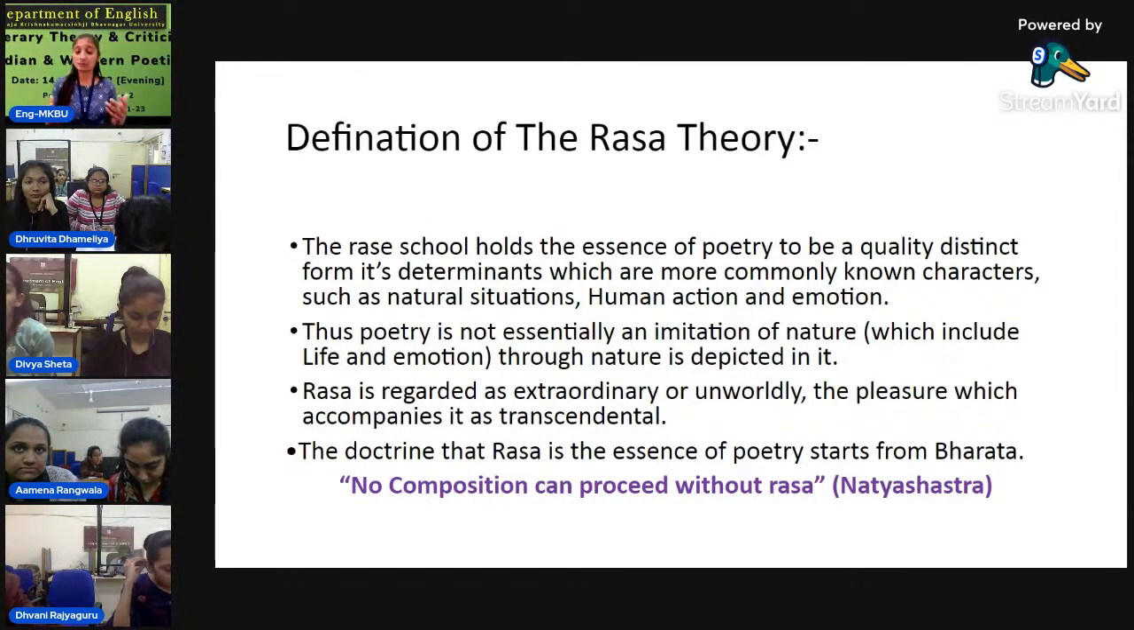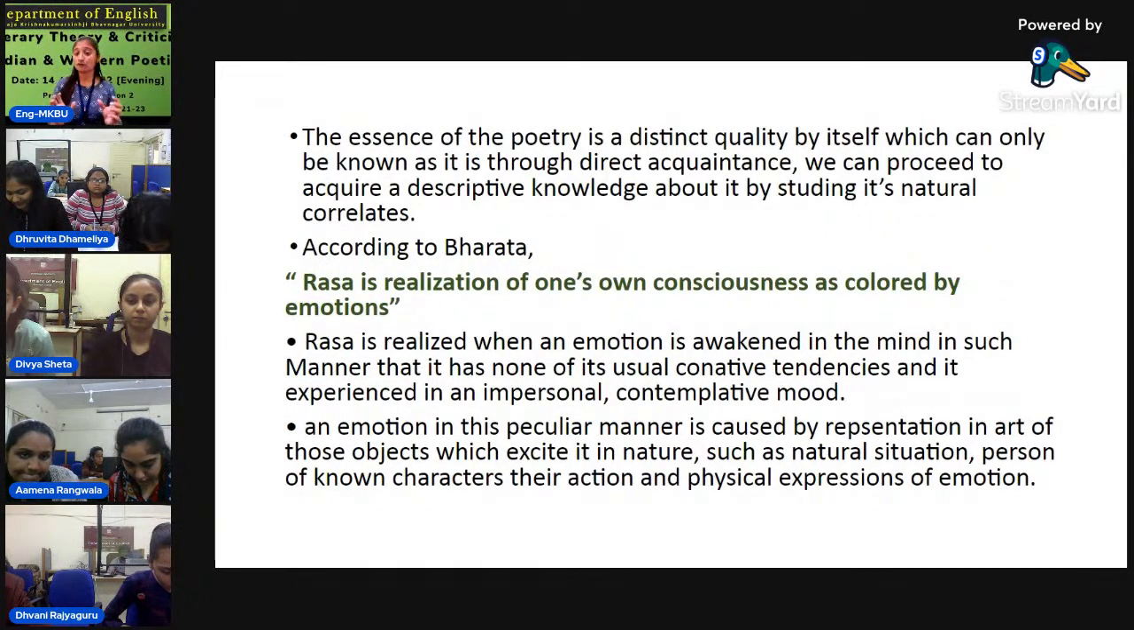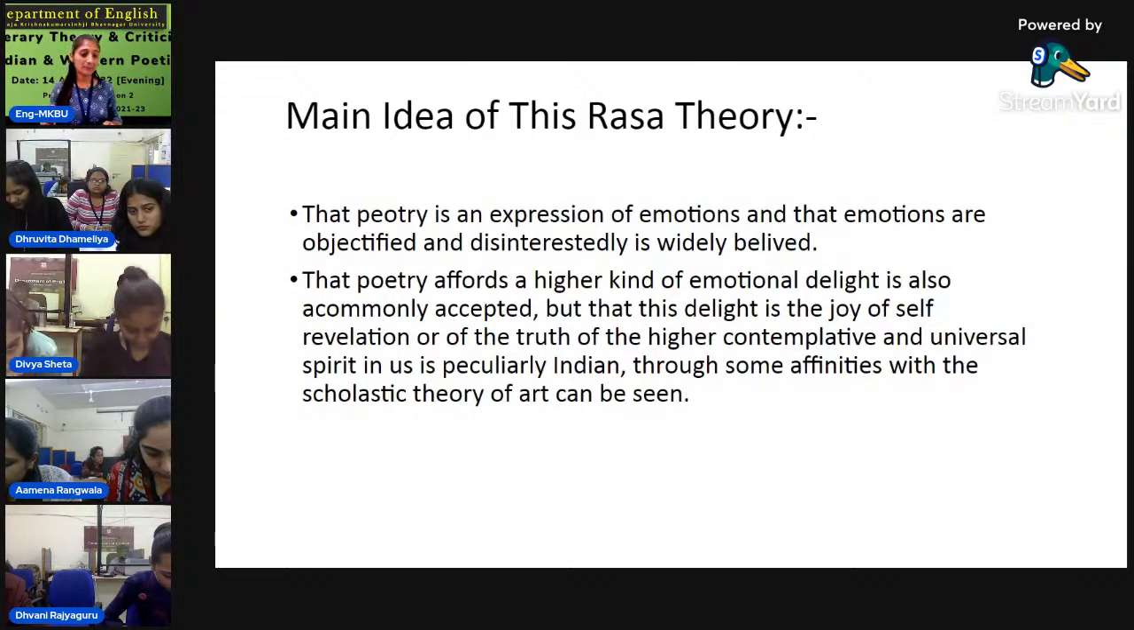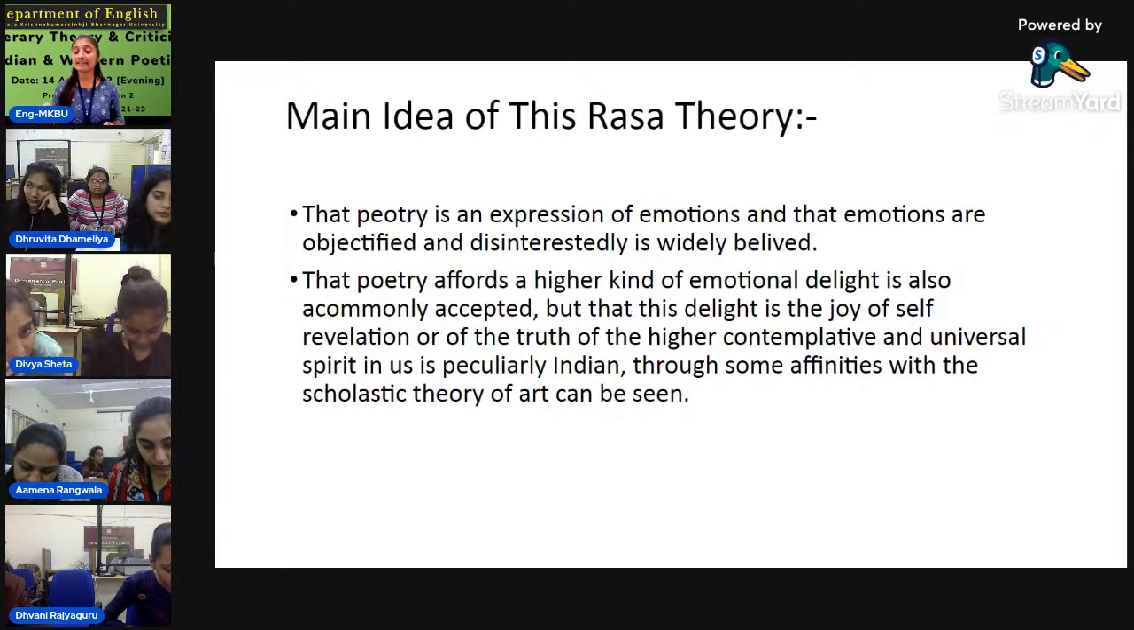According to Bharat Muni, no composition can proceed without Rasa. It means Rasa is a basic theory. And the main idea of Rasa theory is that poetry is an expression of emotions, and that emotions are objectified and disinterestedly enjoyed. It is widely believed that poetry affords a higher kind of emotion. Delight is also accepted, but the delight or joy of self-revelation or truth, or of higher contemplative and universal spirit. It is a particularly Indian view, though some affinity with the scholastic theory of art can be seen.